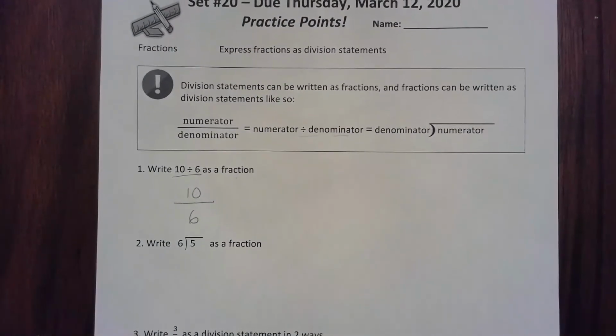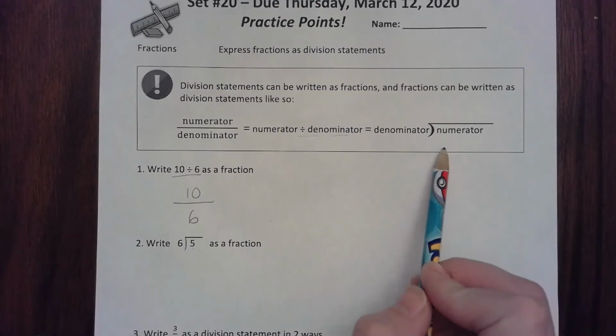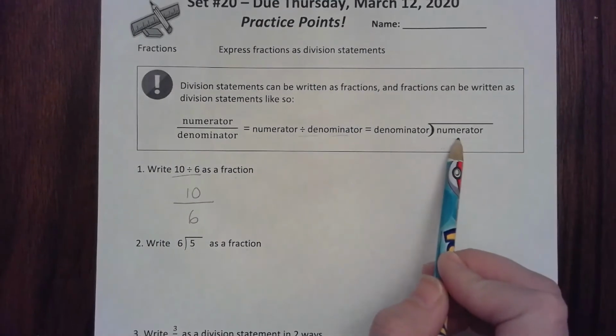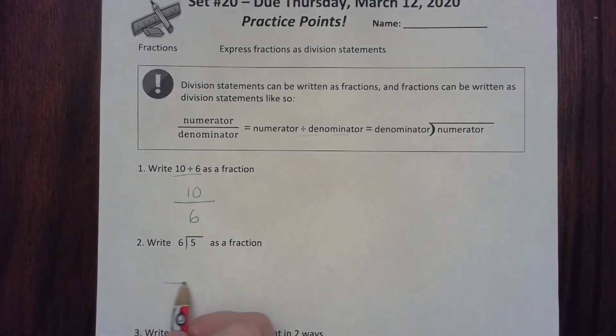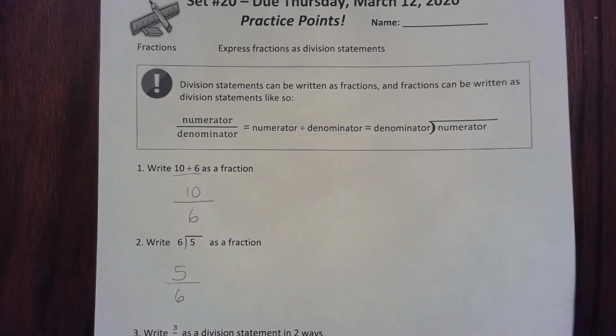My next question says write 5 divided by 6 as a fraction. So right now I have it written in this form over here. Therefore, my numerator, which is going to go on top of my fraction, is inside the division house. So when I make my fraction, I'm going to take the number inside my division house and put that on top. Then I'm going to take the denominator, or the number outside the division house, and put it on the bottom. So my fraction is 5/6.